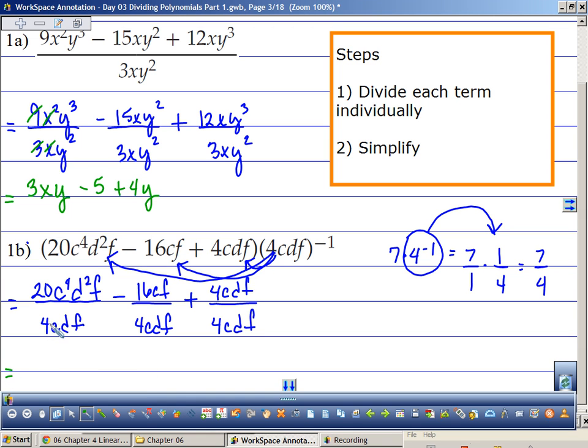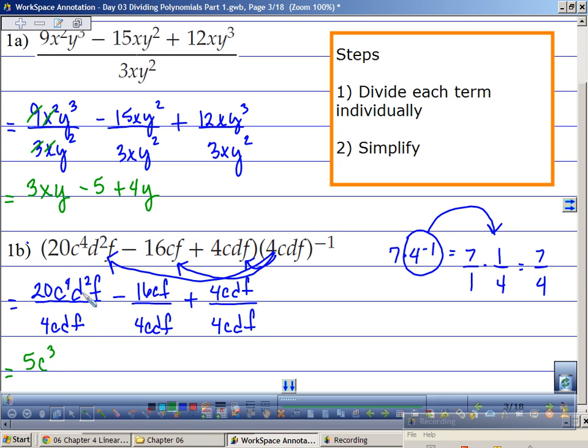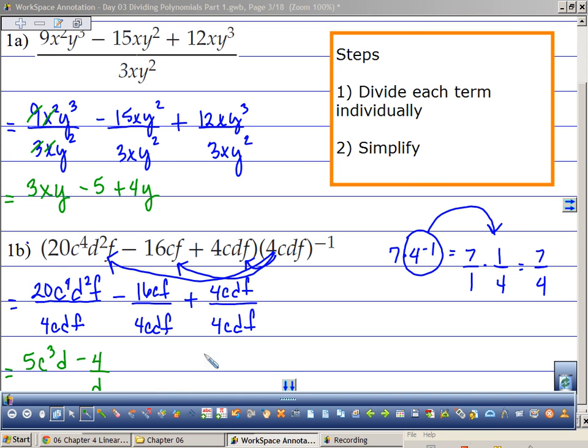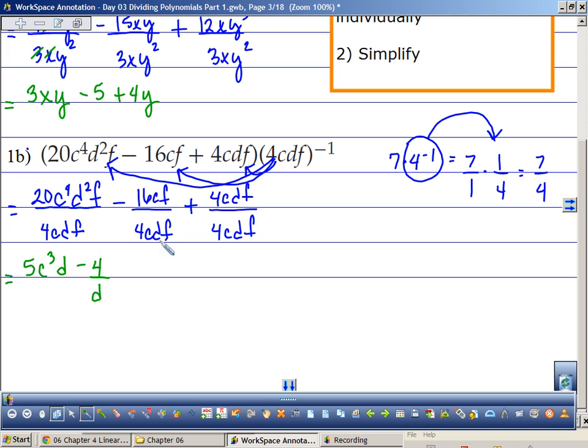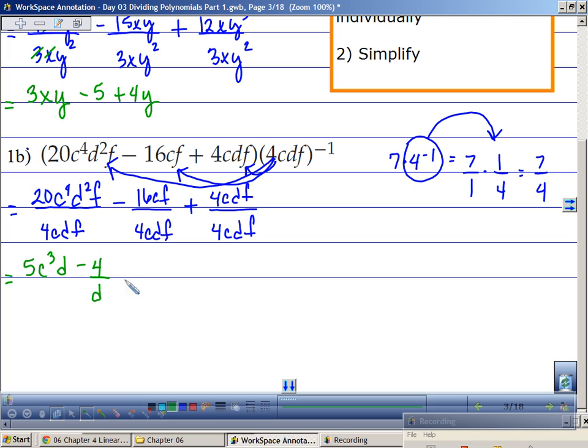So now I have 20 divided by 4 is 5. C to the 4th over C is C cubed. D squared over D is D, and F over F is just 1. Minus 4, C over C is 1. I don't have a D in the numerator, I only have 1 in the denominator, so what am I going to do? Keep it there. I can't take it out, right? No, because that would be kind of improper. Just like we wouldn't have a square root in the denominator, we don't have negative exponents. And F over F is just 1.